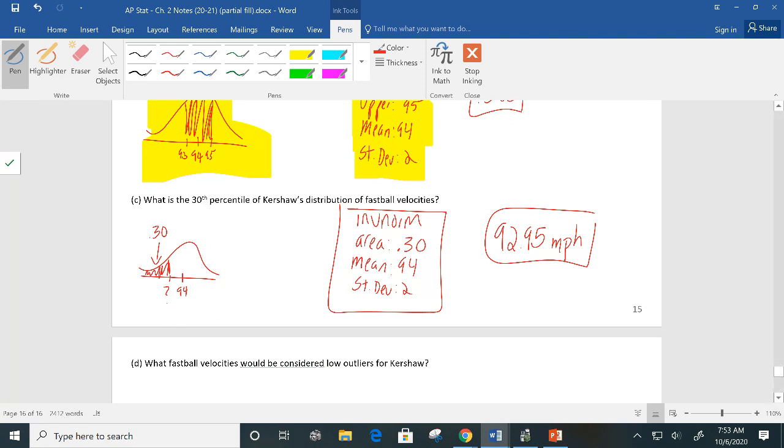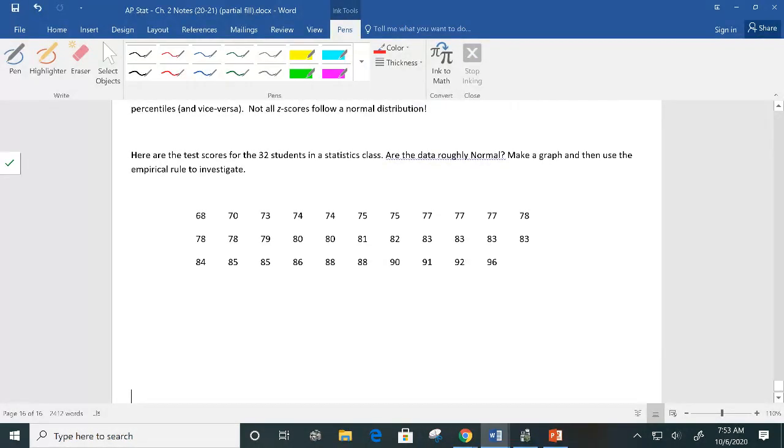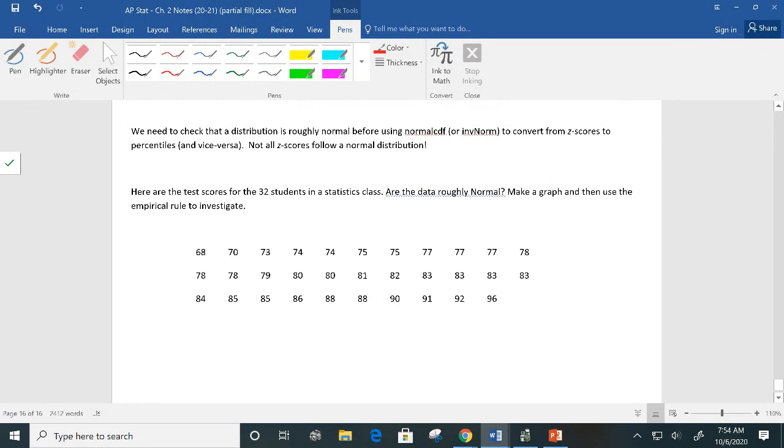We'll look at questions D and E in class. If you want to try them at home, feel free, as well as our final question in the notes that's talking about how you find if data is normally distributed.